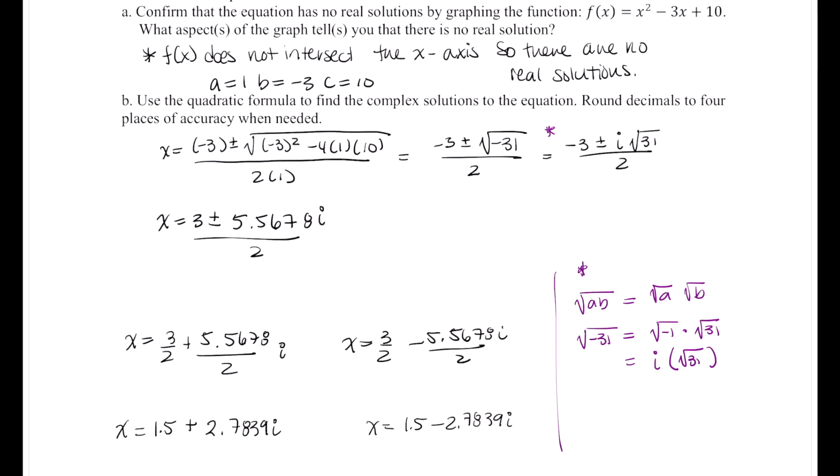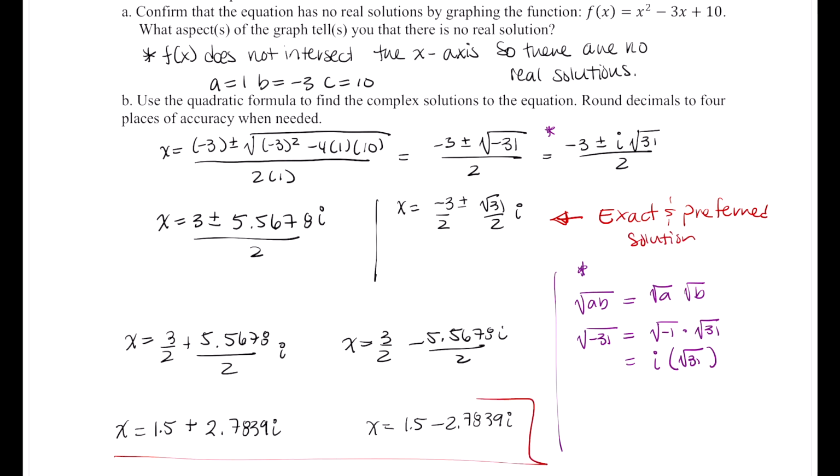Personally, I prefer exact solutions, so in future classes you might consider getting used to writing these solutions as negative 3 over 2 plus or minus root 31 over 2 i. This would be the exact and preferred solution. These rounded solutions are also acceptable.